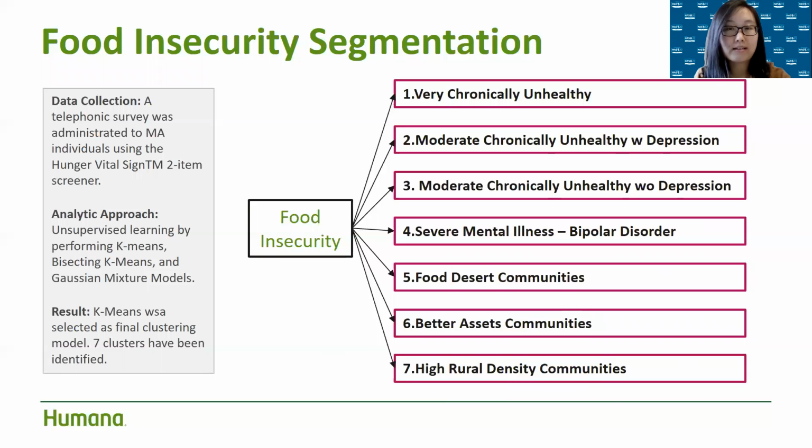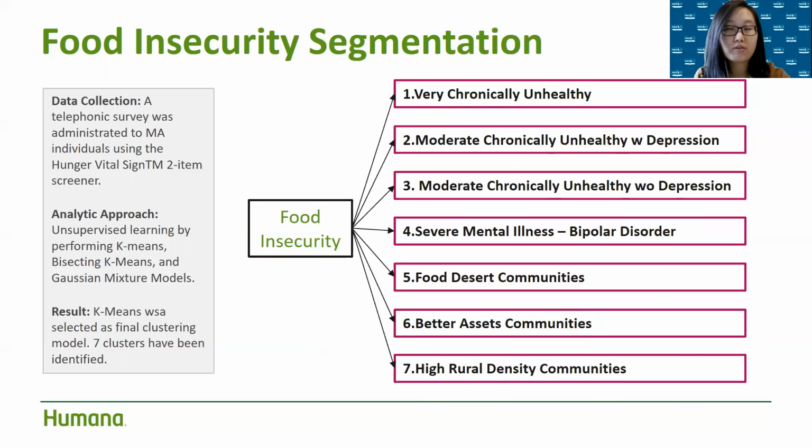our cluster analysis. We used k-means, bisecting k-means, and Gaussian mixture models as modeling approaches, but finally k-means was selected as the final clustering model, and the optimal number of clusters was selected by evaluating the elbow method. Among the final around 13,000 respondents, 30% of the individuals reported food insecurity.